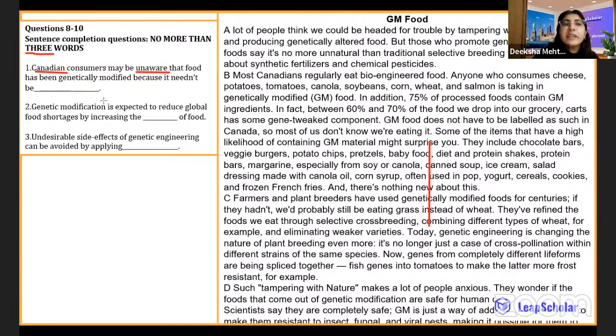All right. Second question. Genetic modification is expected to reduce global food shortage by increasing the dash of food. Very good. So it reduces the shortage and the question is asking what does it increase? Perfect. Third question. Undesirable side effects of genetic engineering can be avoided by applying dash. Now you have 2 keywords here. So side effects can be avoided and applying what? Those are your keywords. Okay, go ahead, scan.